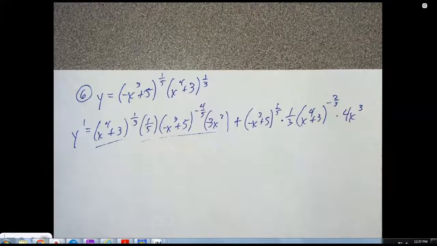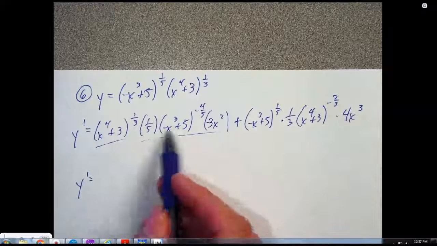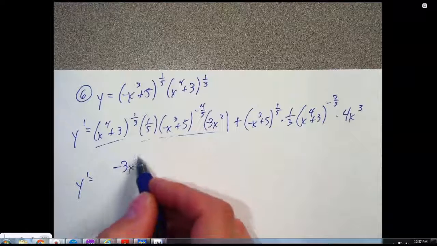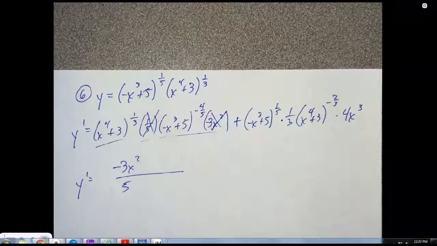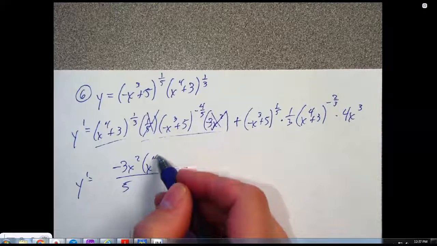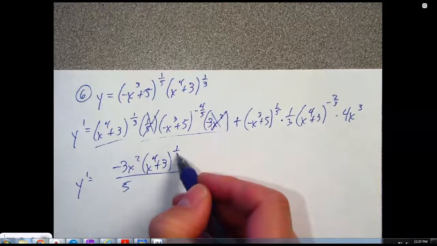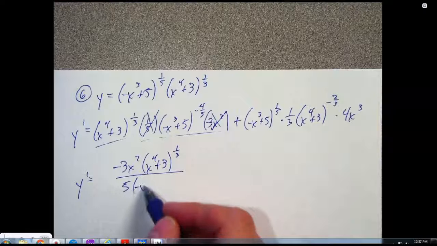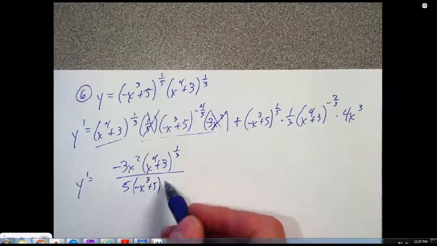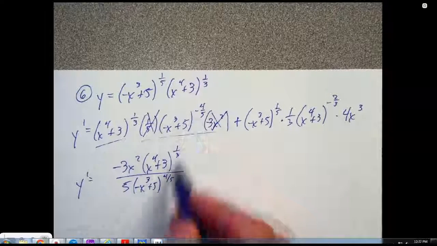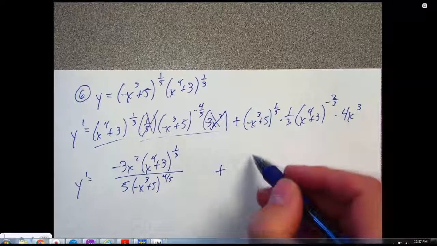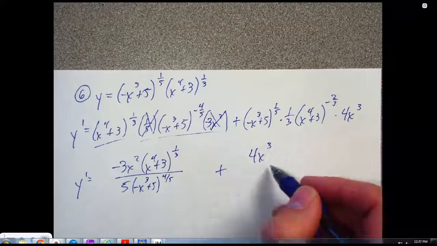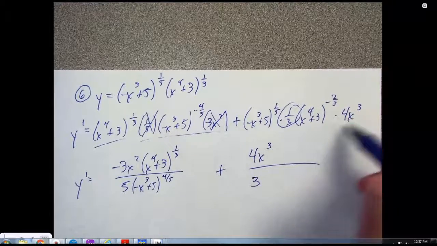Now let's start doing fractions. So I got a negative 3x squared over 5. That's what these two tell me. I've got (x to the 4th plus 3) to the 1/3 on top because the power is positive. (Negative x to the 3rd plus 5) on the bottom because the power is negative, so it flips to the bottom. Over here, I've got 4x to the 3rd on top and 3 on the bottom. That's what these two tell me.